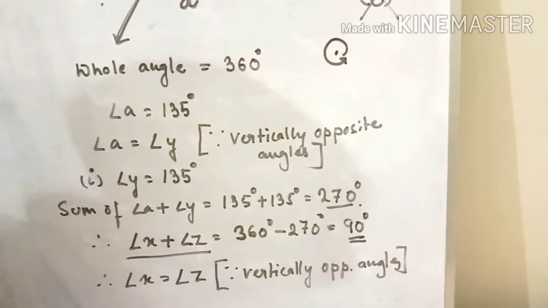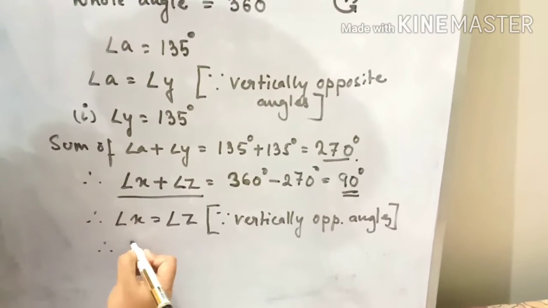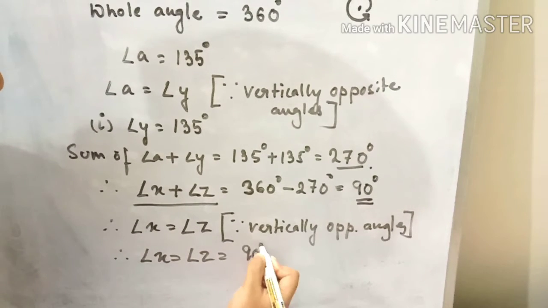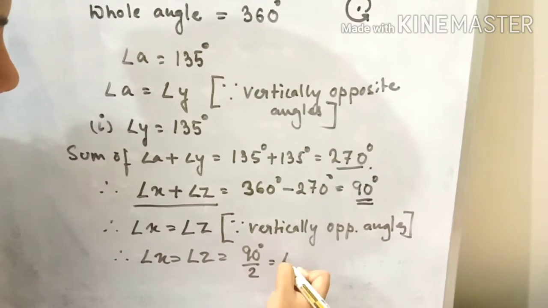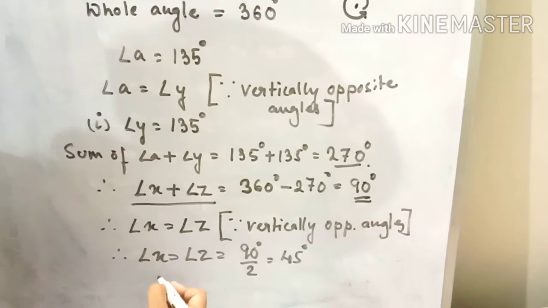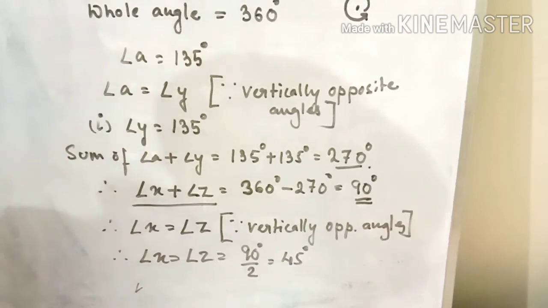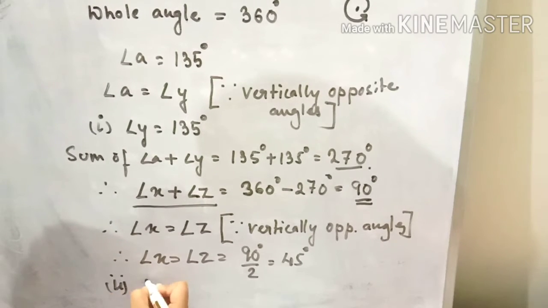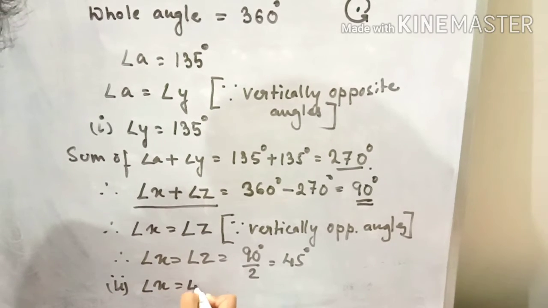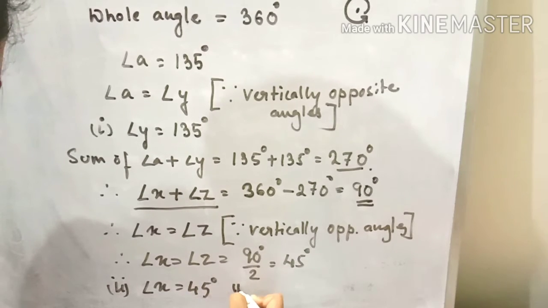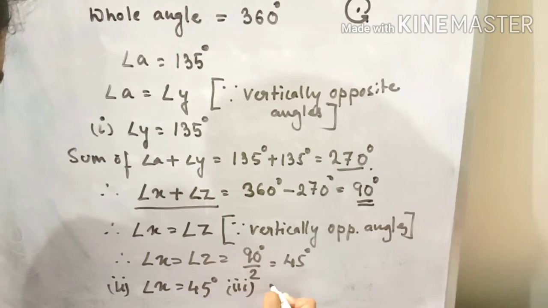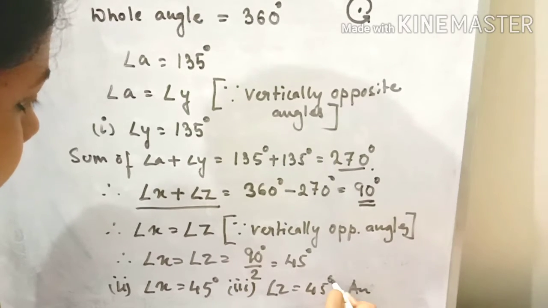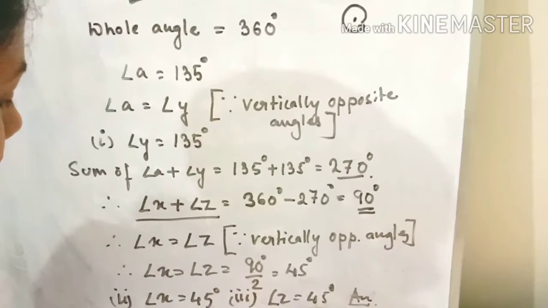Okay, from here we can say that angle X is equal to angle Z is equal to 90 degree divided by 2, that means 45 degree. So angle X is equal to 45 degree as well as angle Z.